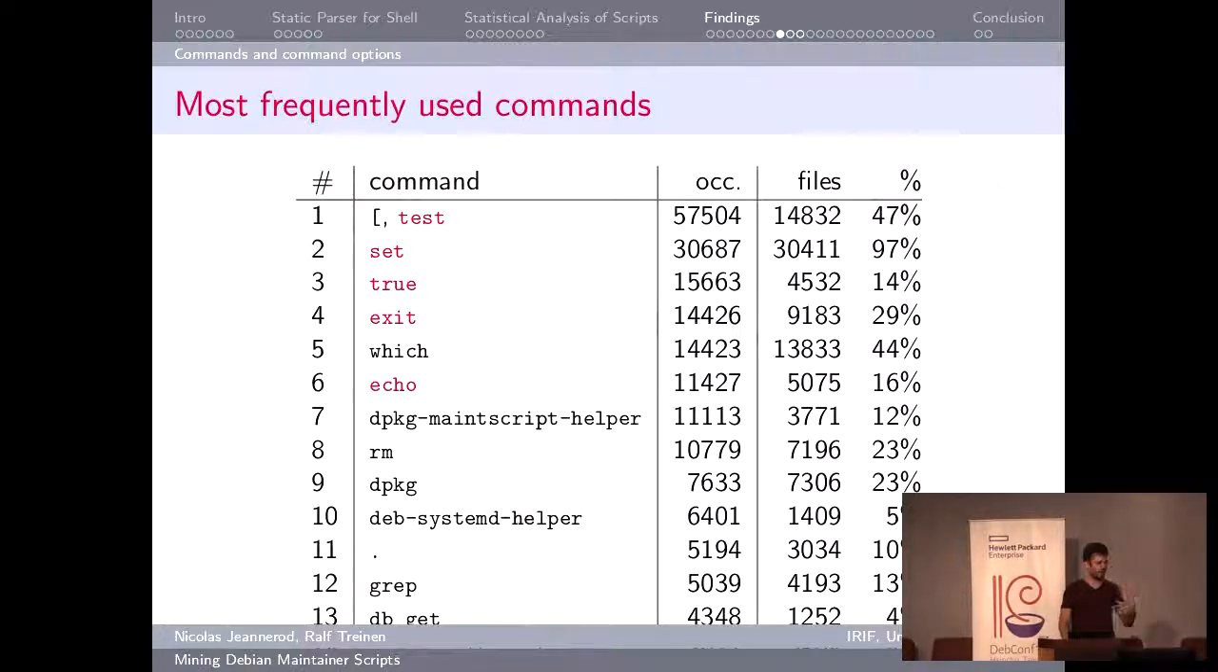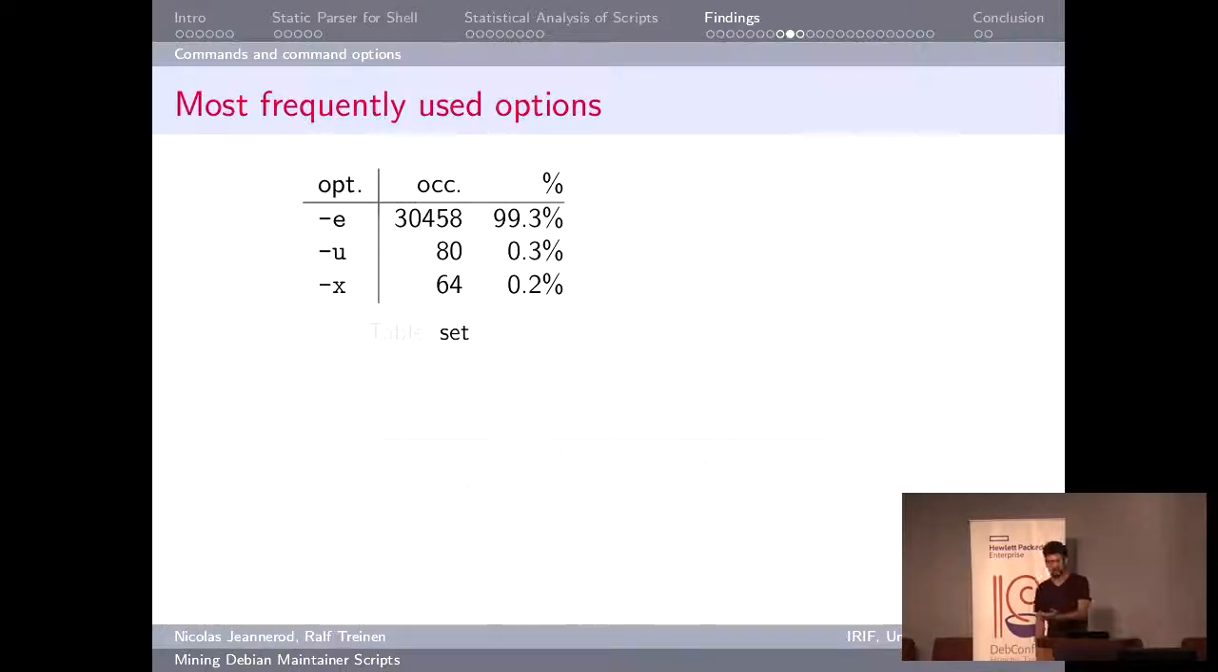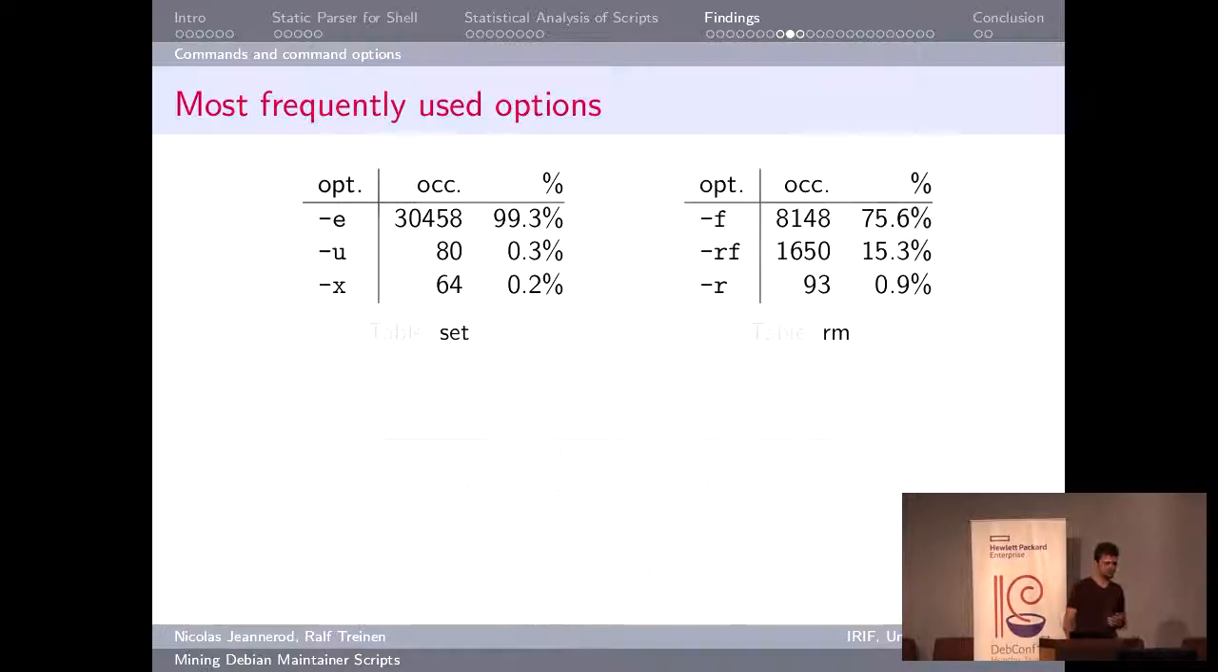So we have an analyzer that gives us which commands are used and in which way. For instance, if you look at in which way set is used, you see that in a huge amount of cases, it's for the -e flag, which once again is not really surprising. If we look at potentially dangerous commands like remove, most of the time it's the force flag that is used, and sometimes recursive and force, which is the frightening part.